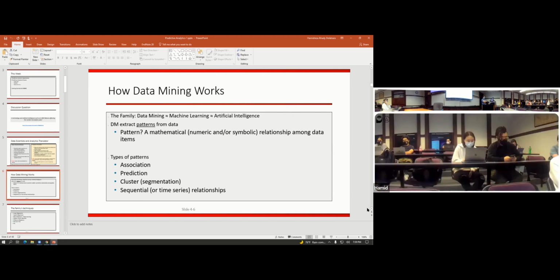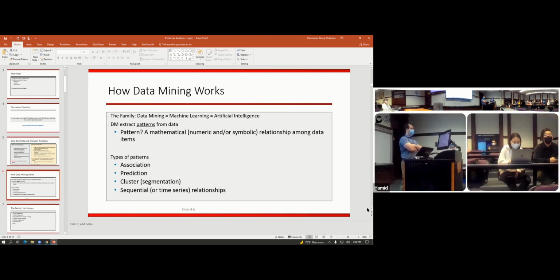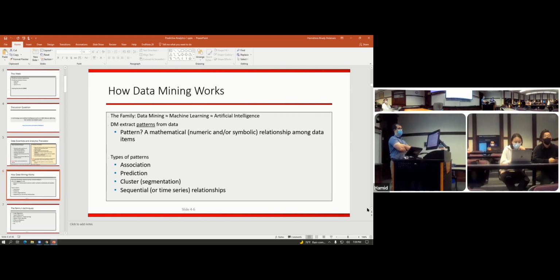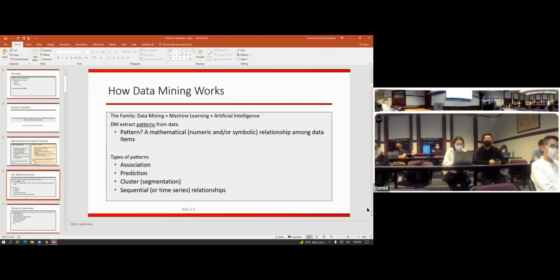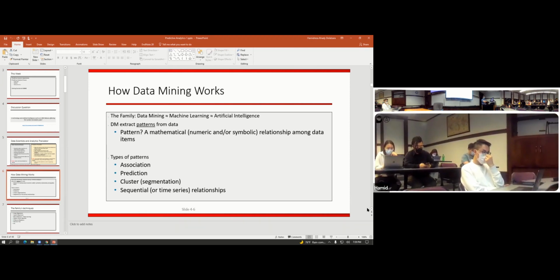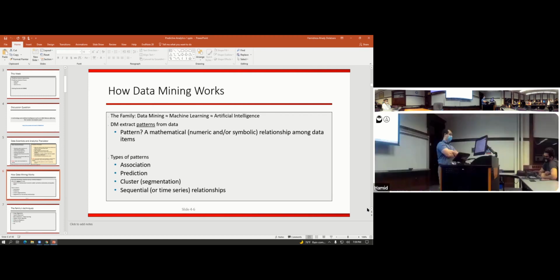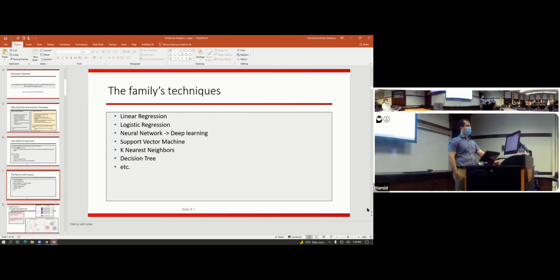But at the end, the goal of predictive analytics is finding some pattern, finding relationships between the data. There are different types of patterns: association, prediction, cluster, and sequential relationship or time series. Any questions so far?